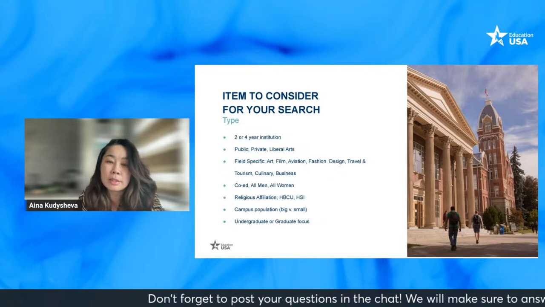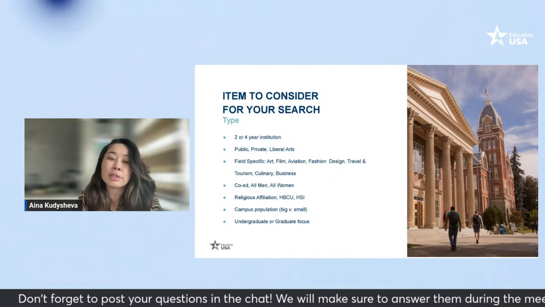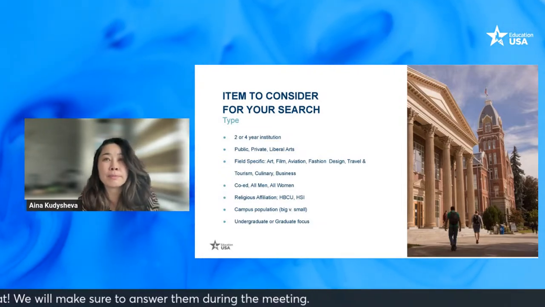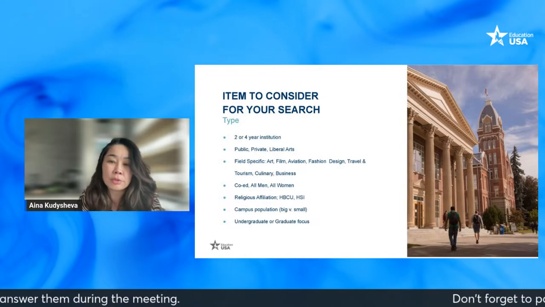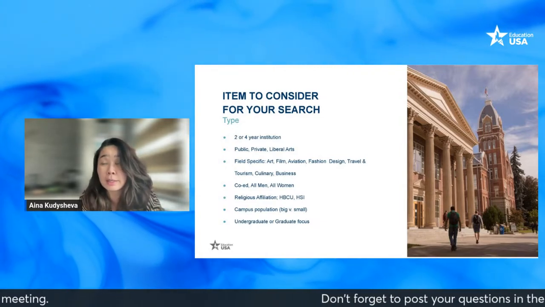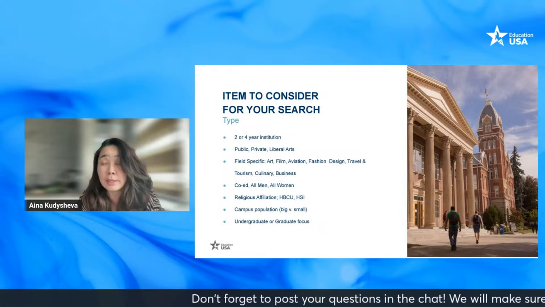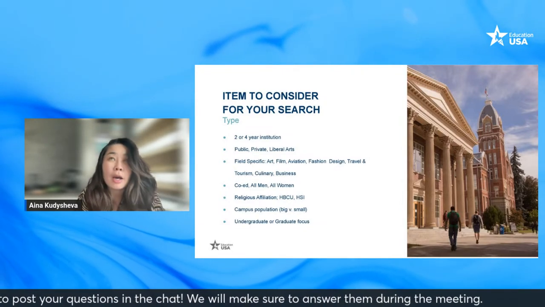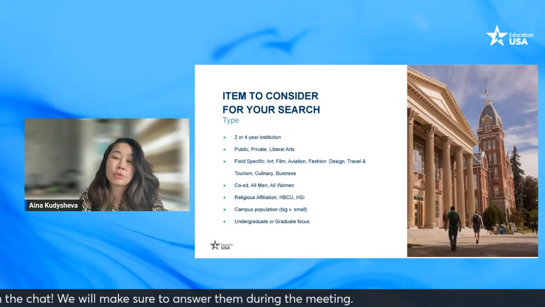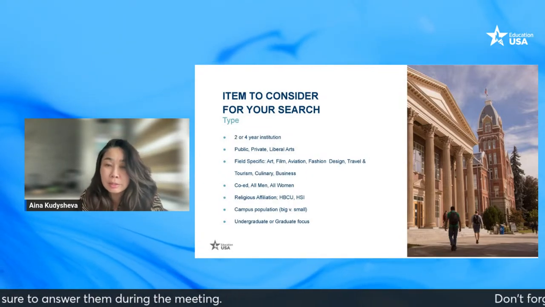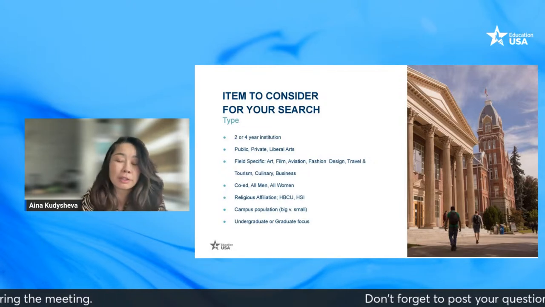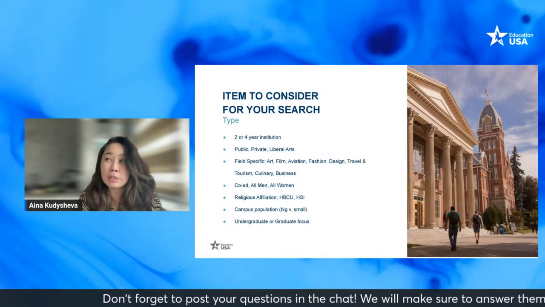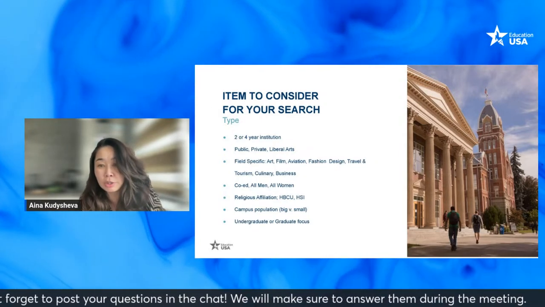The other thing you have to think of is religious affiliation. If you want to have your religious society in the university, you have to consider if it has any religious families studying in this university. Then the campus population. It's very important to understand if you want to live in a big city, or in a small town with a very mild life, where you can focus your attention only on education and academics.